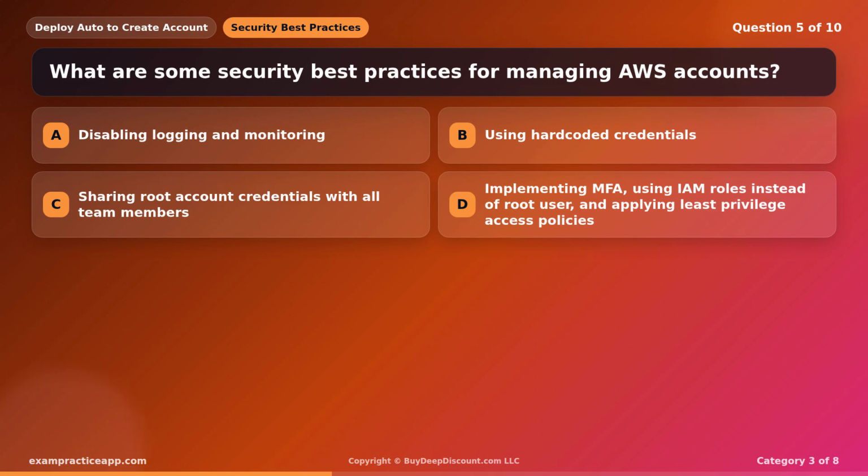Take a moment to choose your answer. The correct answer is option D. Implementing MFA, using IAM roles instead of root user, and applying least privilege access policies. Explanation. Security best practices for managing AWS accounts include implementing multi-factor authentication, MFA, using IAM roles instead of root user, and applying least privilege access policies to enhance security and reduce risks.